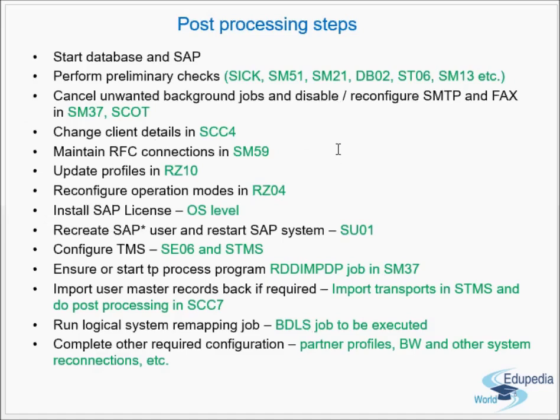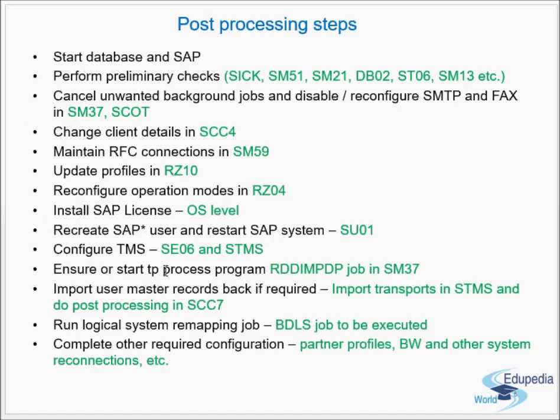You start the database, the listener or SAP OS call, you perform the preliminary checks, disable all production configuration and recreate the mirror configuration, install the SAP license. For doing all this, you will delete the SAP* user from the user master records and you log in with SAP* and the default password, and you do all these steps. After installing the SAP license, you recreate the SAP* user master record in SU01, you lock it and you restart the SAP system to make it effective.